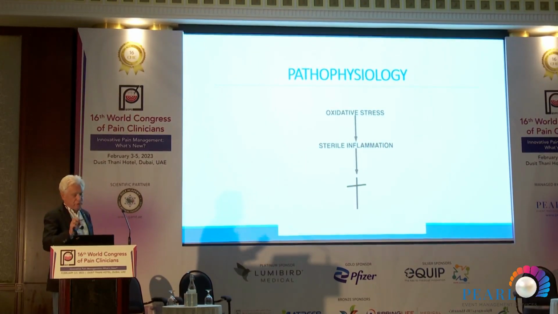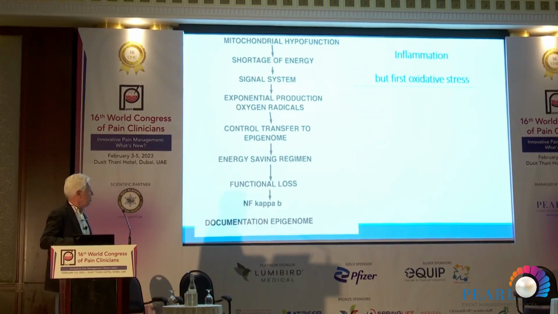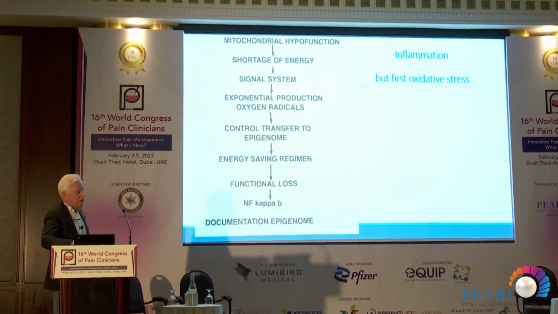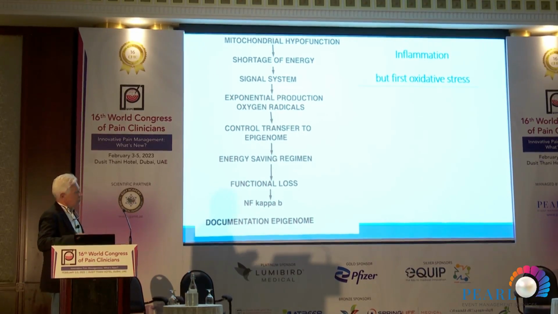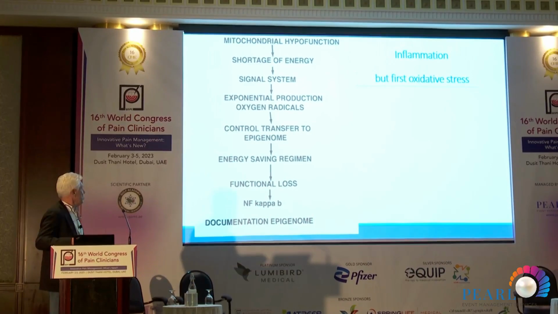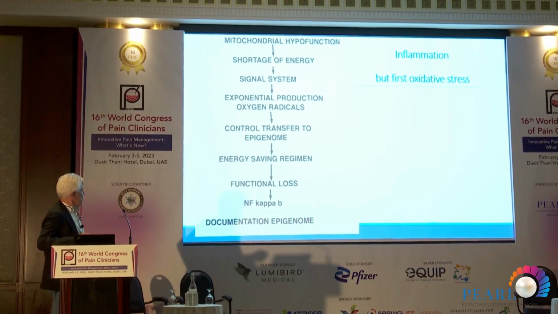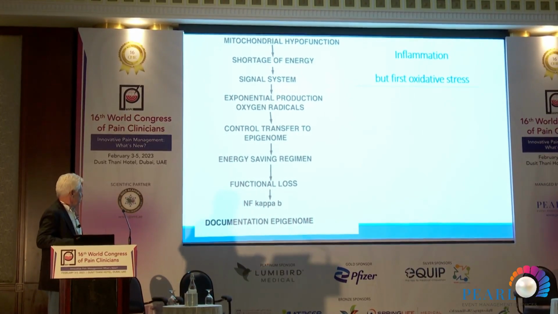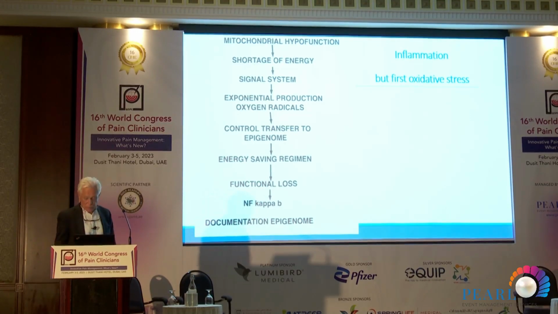What happens? First you get oxidative stress, and then you get sterile inflammation. You see that here. Inflammation is first oxidative stress. There's a mitochondrial hyperfunction, shortage of energy, signal system. Then you get exponential production of oxidative radicals, the control transfer to the epigenome, energy saving, functional loss of the cell, the factor NF-kappa B, then the modification of the epigenome. I will tell you more about this.